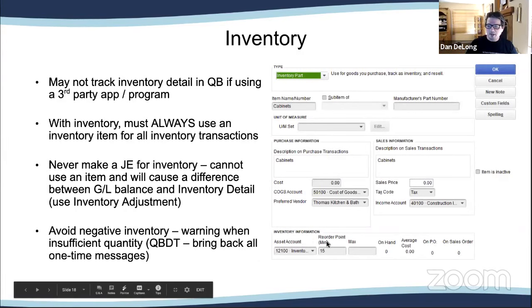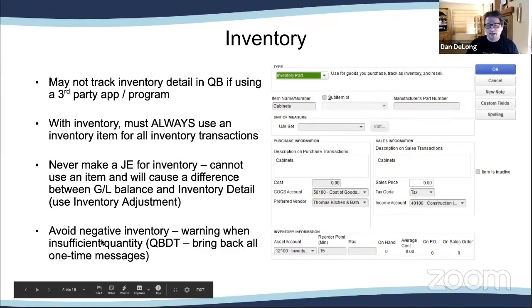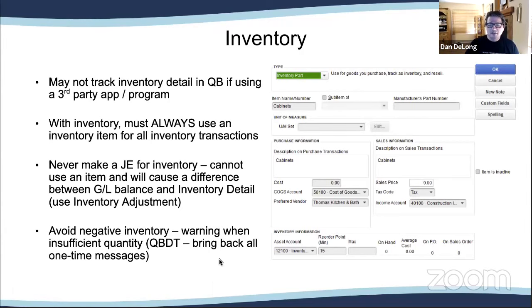And down here at the bottom, you can specify different inventory asset accounts, so you can subcategorize your inventory if need be, but that's where you would map the accounts when you're setting up inventory parts inside of QuickBooks Desktop. And also you want to avoid negative inventory. There's warnings all the time, and in QuickBooks Desktop, you can bring back all one-time messages.